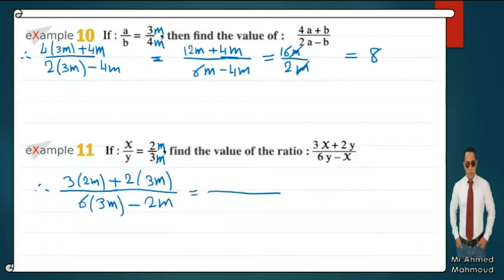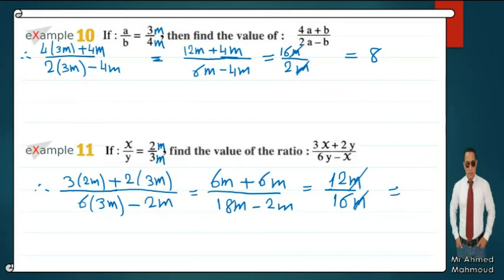3 times 2, 6m plus 6m over 18m minus 2m equals. 6m and 6m are like terms, it will be 12m. 18m minus 2m equals 16m. Cross out m. 12 over 16 equals 3 over 4 in the simplest form.